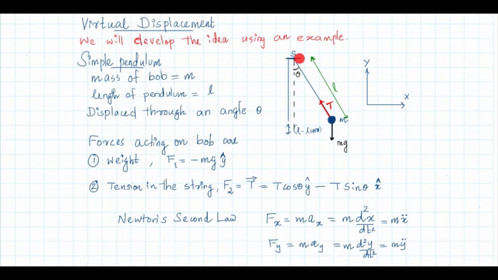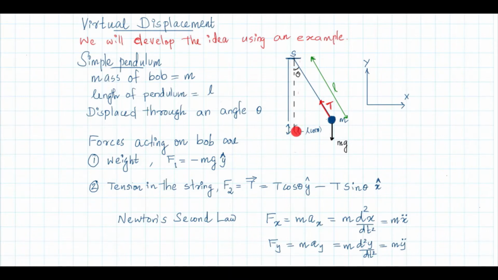The other end of the string is fixed at some point. This is called the point of suspension, S. Now, when this pendulum is in the vertical position, it is known as the equilibrium position, because then the weight of the bob will act downward and the tension in the string will act upward. These two are equal, and the net force acting on the bob will be zero when it is at the vertical position. When the net force acting on a system is zero, it is known as the equilibrium position. So this vertical position is the equilibrium position.